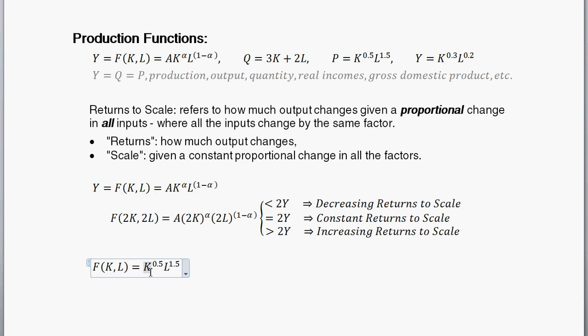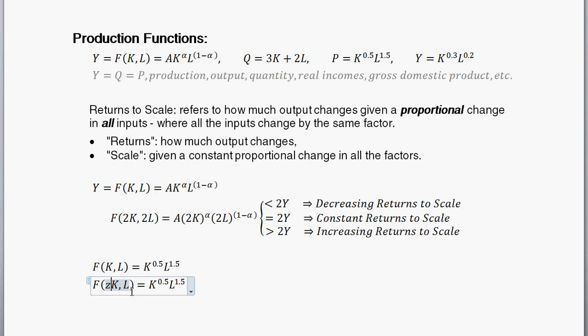So this is a parameterized Cobb-Douglas production function, where output is equal to K raised to the 1/2 times L raised to the 1/2. Is this increasing, decreasing, or constant returns to scale? To find out, we're going to add in a scaling factor. Let me show you how you do that.